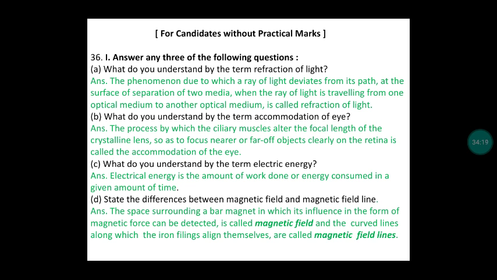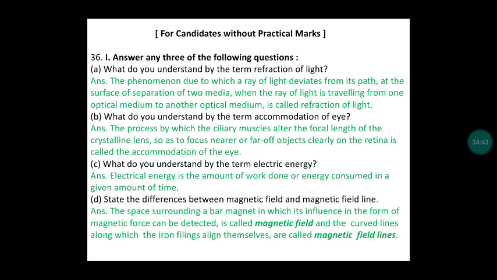What do you understand by the term refraction of light? The phenomenon due to which the ray of light is deviated from its path at the surface of separation of two media, when the ray of light travels from one optical medium to another optical medium, is called refraction of light.